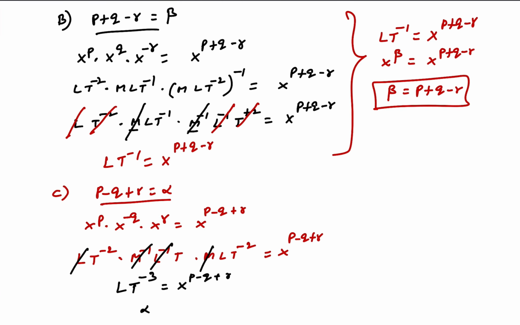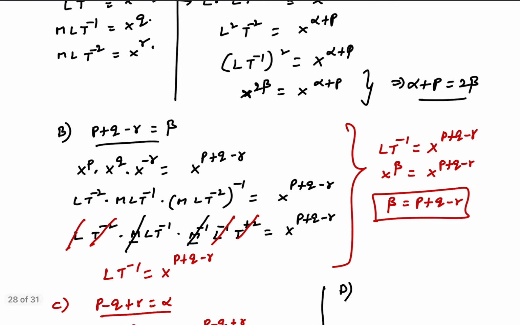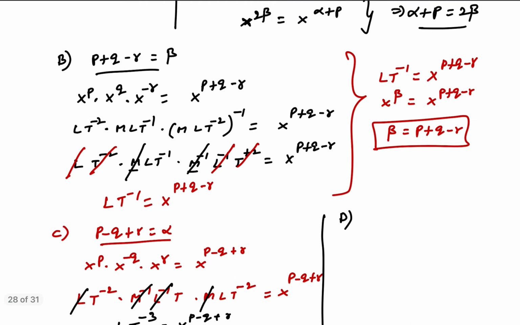Okay, next similarly, p plus q plus r is equal to beta. So from this, alpha is not equal to p minus q plus r. D option.